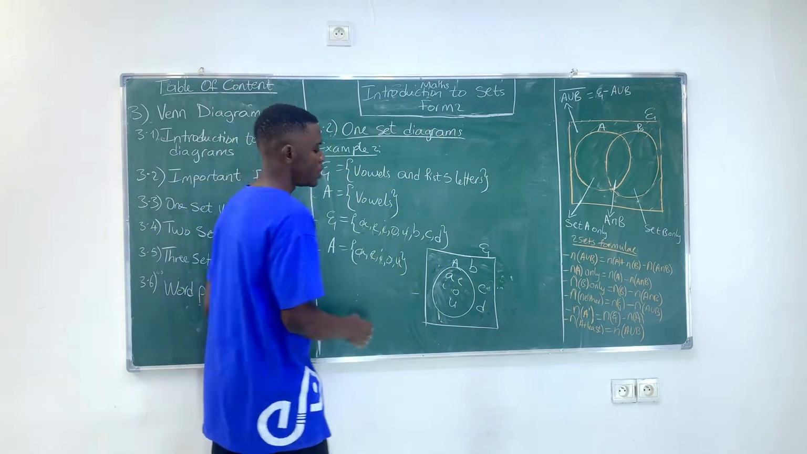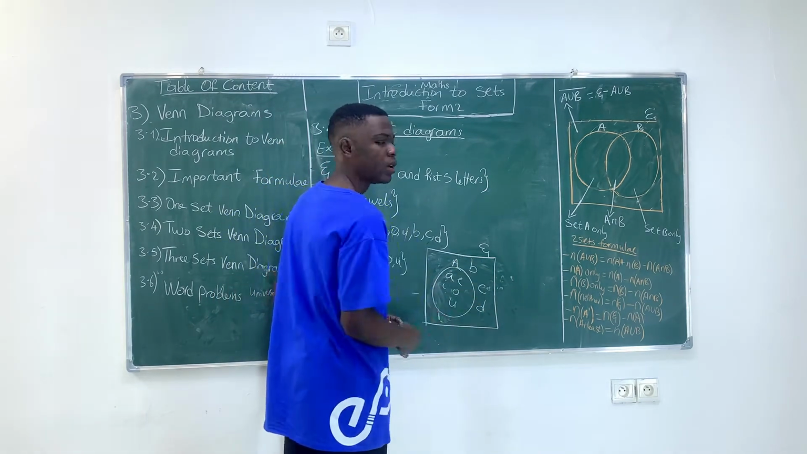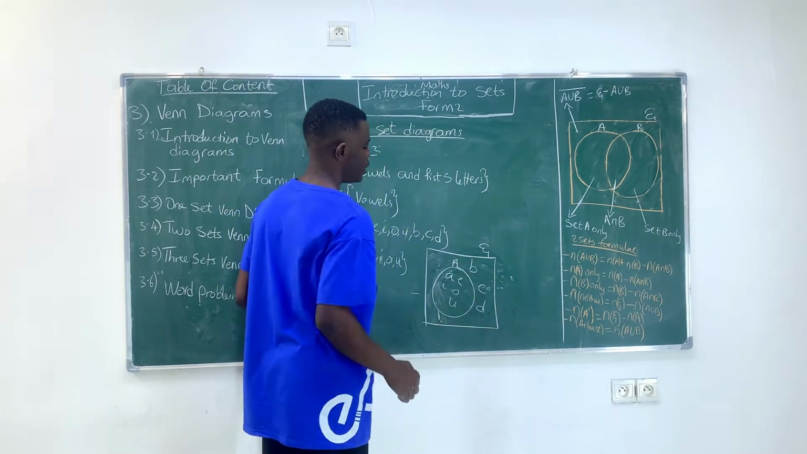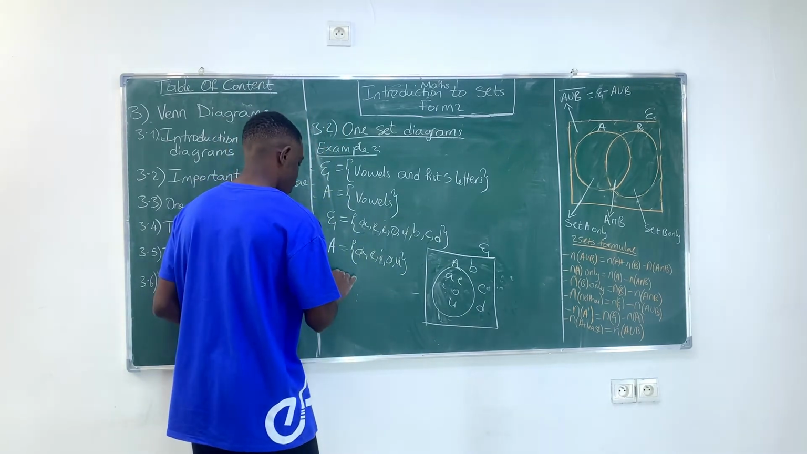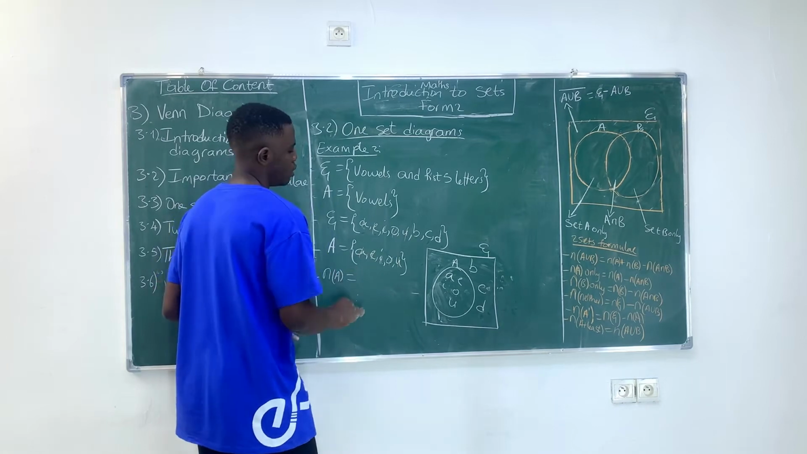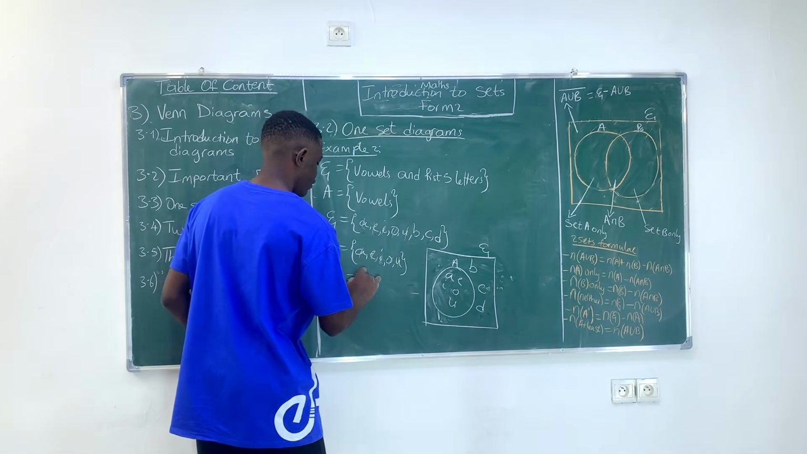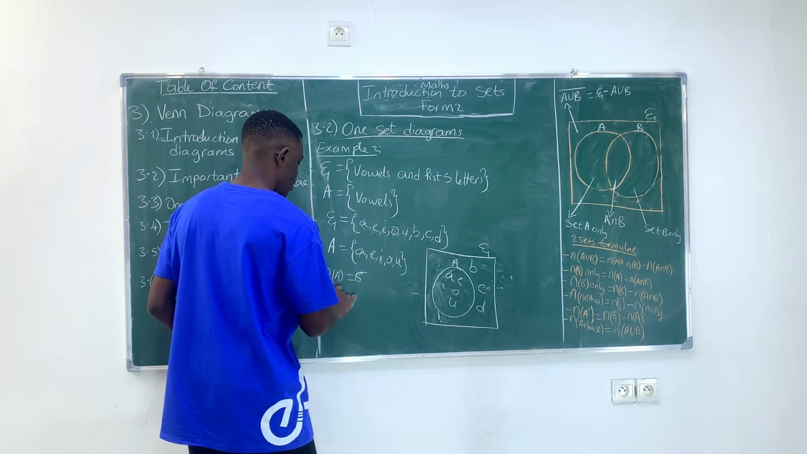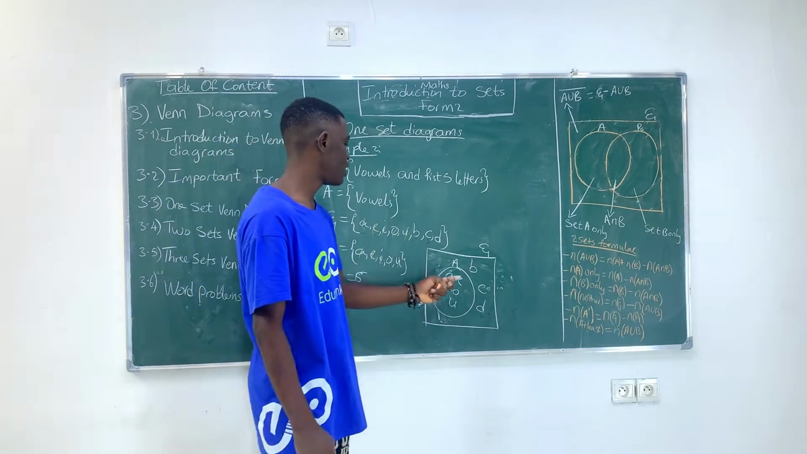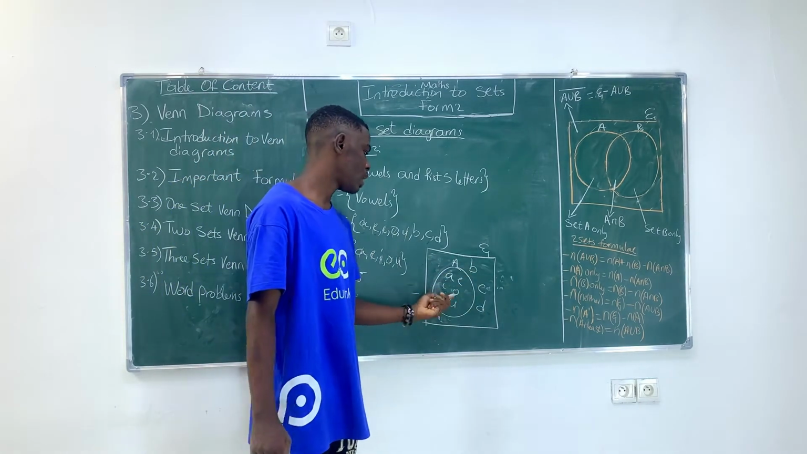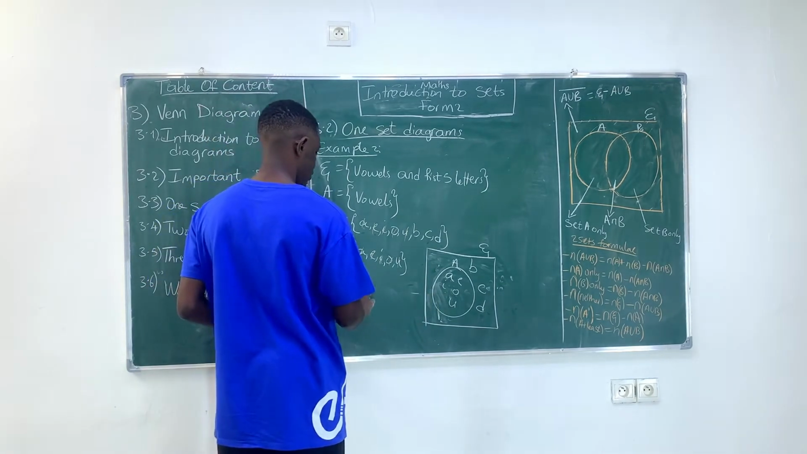So this region is A. This region is A prime. And all of this is the universal set. So what is the number of elements in A here? 1, 2, 3, 4, 5. If they ask you for the number of elements in A prime, what is it going to be? Look for every element that is not in A. B, C, and D are not in A, so they are in A prime. So right here, 3.